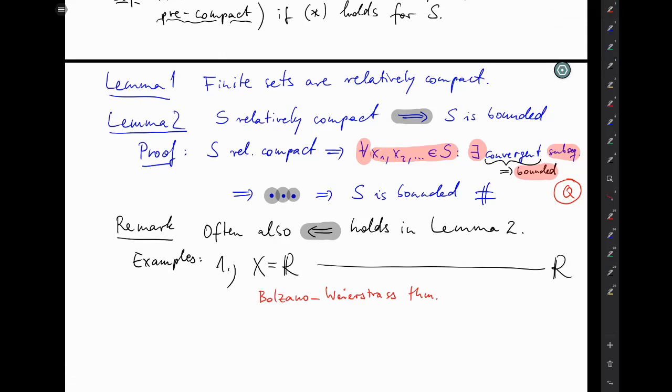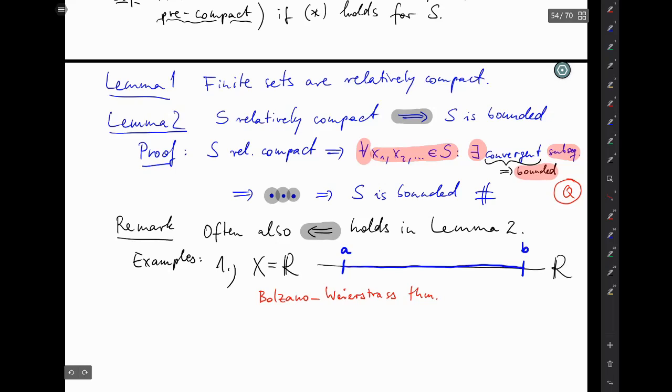So let me remind you of the idea how to prove that. Well, if S is a bounded set on the real line, then you can surely squeeze it into an interval, let's say from A to B on the real line.